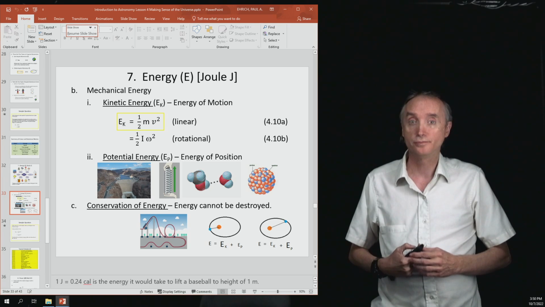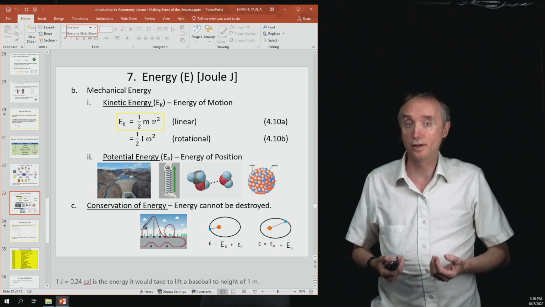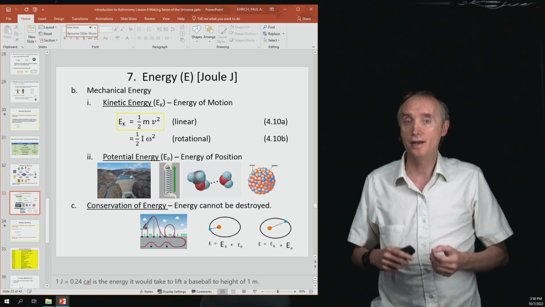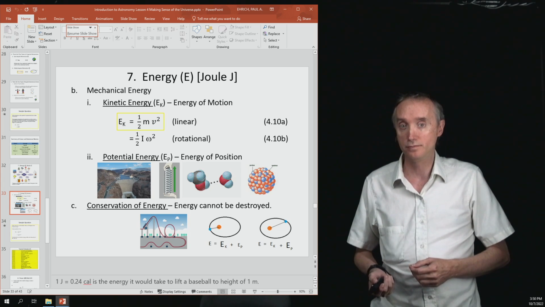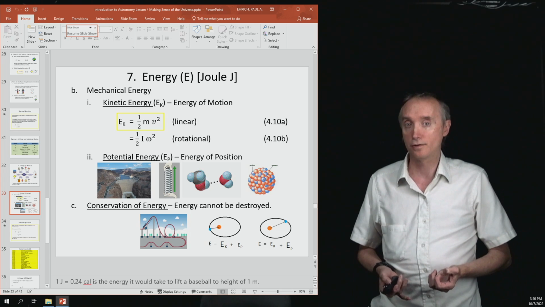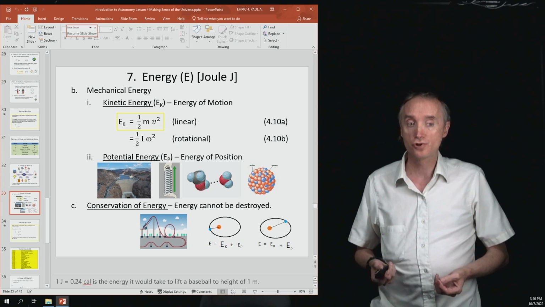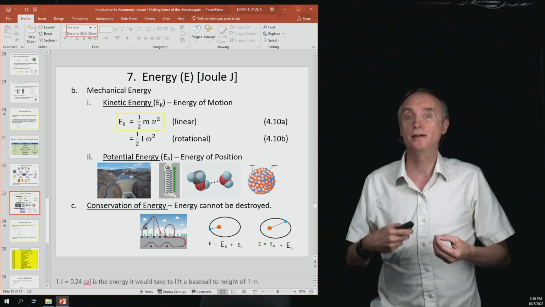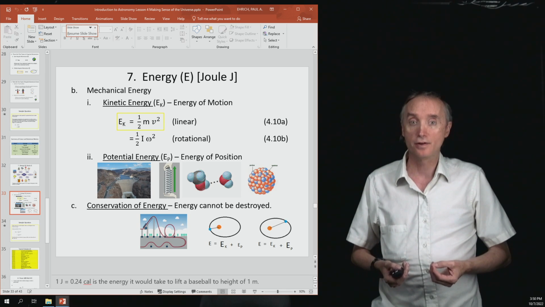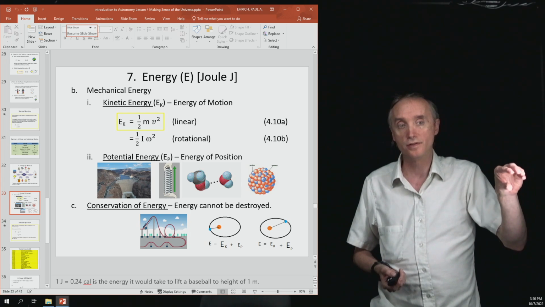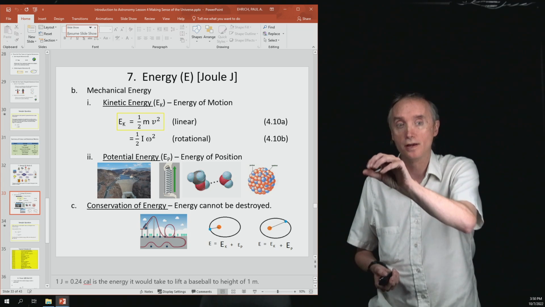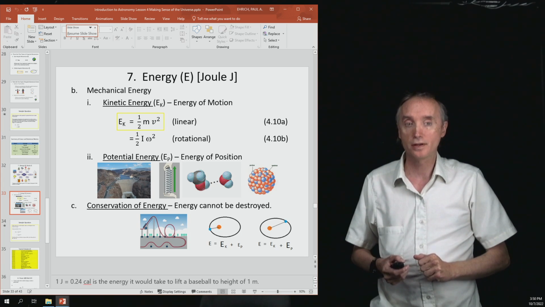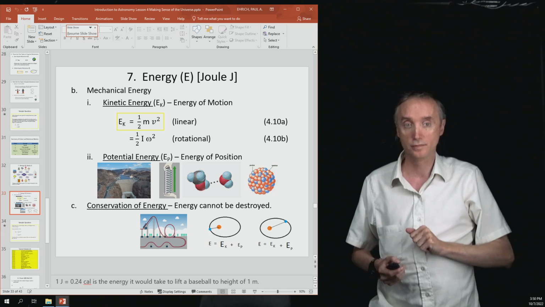So let's talk about mechanical energy, and there are two kinds of mechanical energy: kinetic energy and potential energy. Let's first talk about kinetic energy, energy of motion. When something is moving, it's got kinetic energy. And there are two kinds of kinetic energy. You could have the kinetic energy that something has when it's moving sideways, and you've got the kinetic energy that something has when it's rotating.